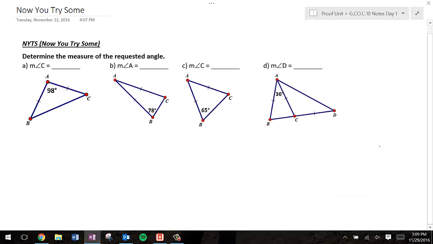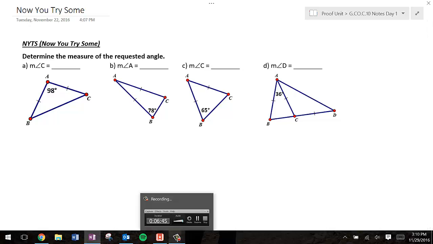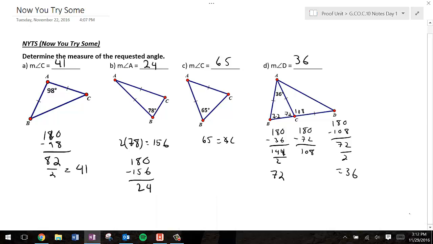All of this leads us to be able to solve these types of problems, these now you try some problems. So I'm going to pause the video and let you try to solve for these missing angle measures, now knowing that the base angles of every isosceles triangle are congruent. Welcome back. So as you can see, for the first one, I subtracted the base or the vertex angle by 180, got 82, and cut it in half to get my two base angles, each at 41. In B, we had to reverse the process and double 78 to get both base angles, and then subtract that from 180 to get 24 as our vertex angle.